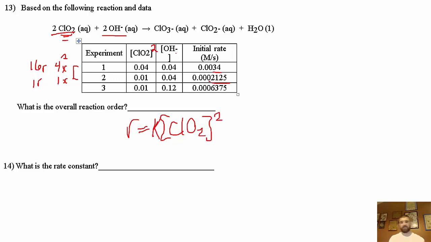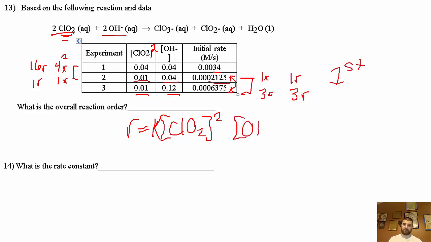All right, well, what about OH? We got to do the same thing for OH. Find two where ClO2 are kept the same and the OH is different. All right, so here 0.01, 0.01 for ClO2. Take a look at OH. It goes from 0.04 to 0.12. So that goes from like 1x to 3x, right? We tripled it. Right, and we take a look at the reaction rate. It went from 1R, and then you go, all right, well, what's the difference between these two? How different are they? 0.0006375 divided by 0.0002125, and you get 3. All right, well, if I tripled concentration and I tripled the reaction rate, that must be first order. So it's first order in terms of OH minus.